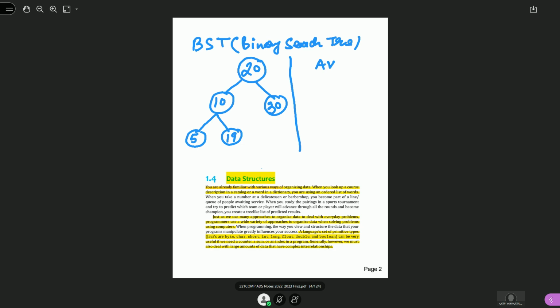Now the condition comes about AVL. AVL is the name of a person. First condition, it should be a binary search tree. For the AVL, the first condition is it should be a binary search tree. If it is not a binary search tree, it cannot be AVL. Any problem?